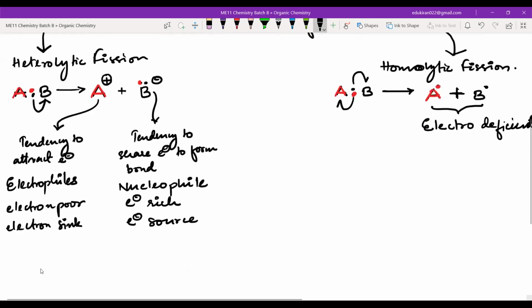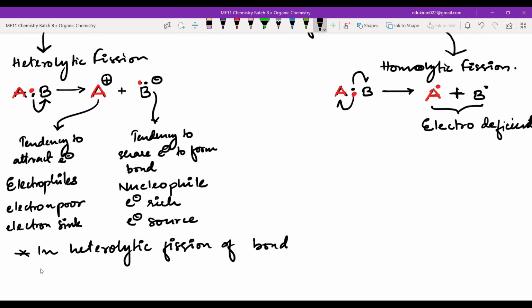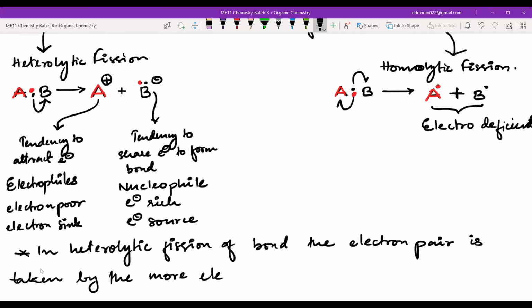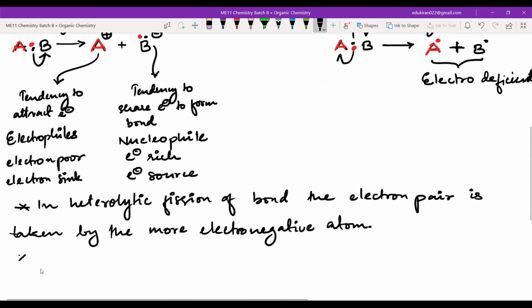In heterolytic fission, let me add one more point. In heterolytic fission of bond, the electron pair is taken by the more electronegative atom.